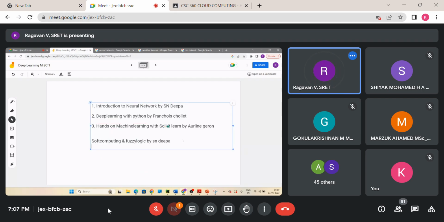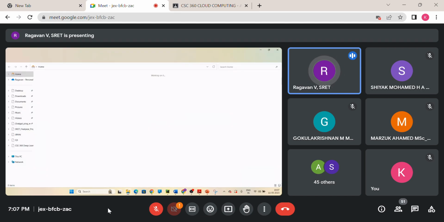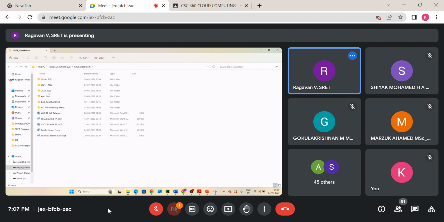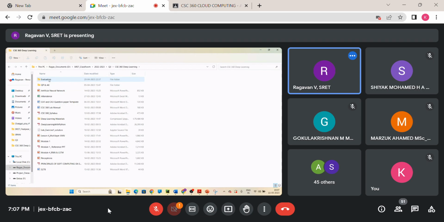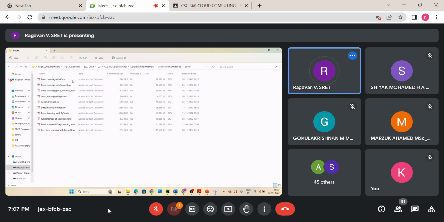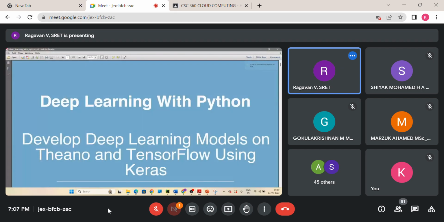So this is the standard book, guys. You have to follow these three books. I have the e-copy. Definitely, I will upload it to the Google Classroom. No issues. If you want, I will show the three books also, guys. I have them.